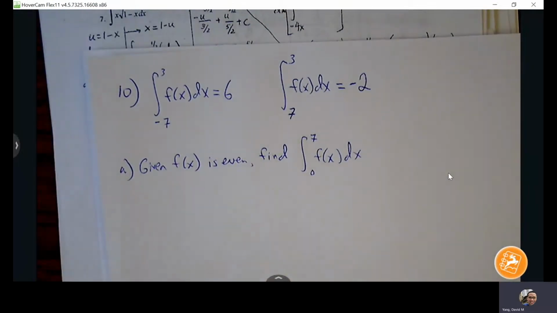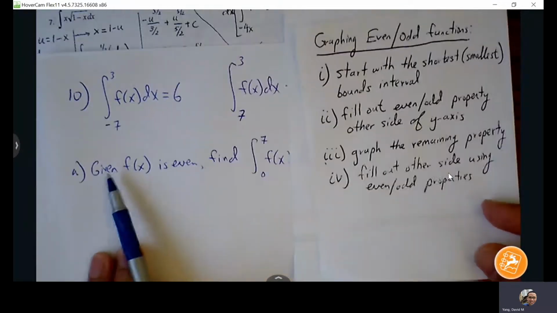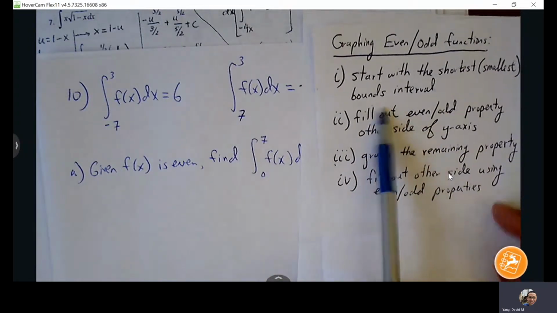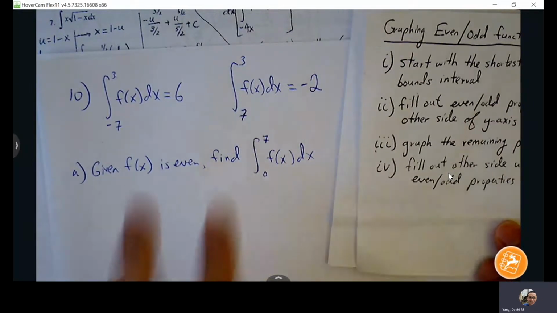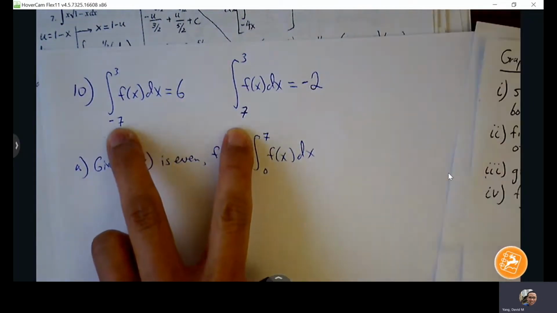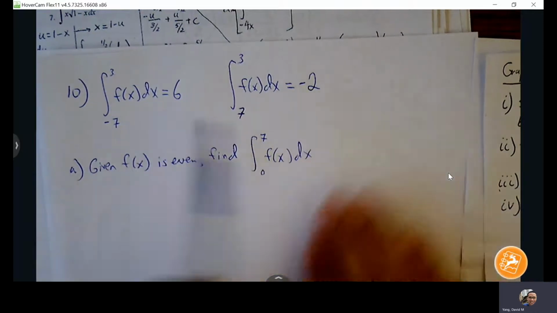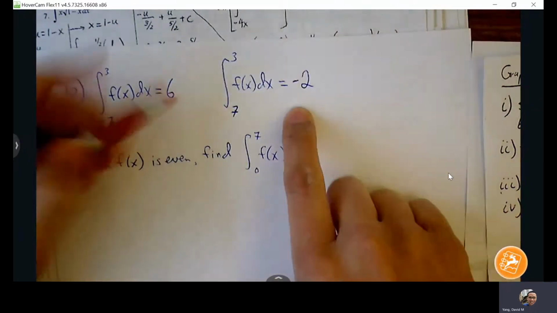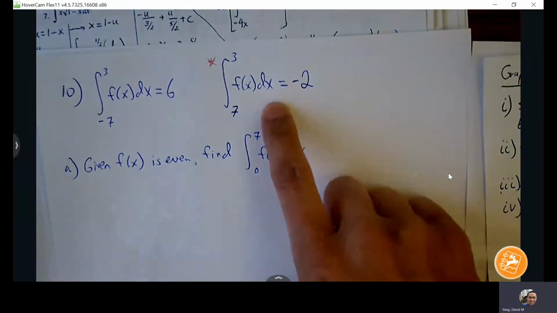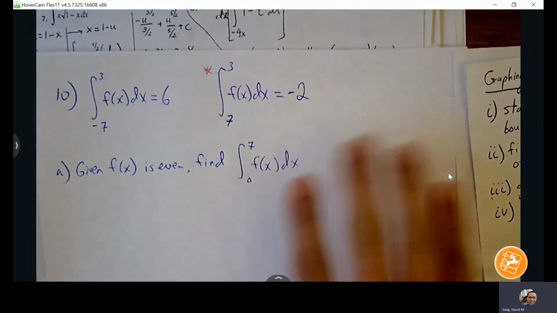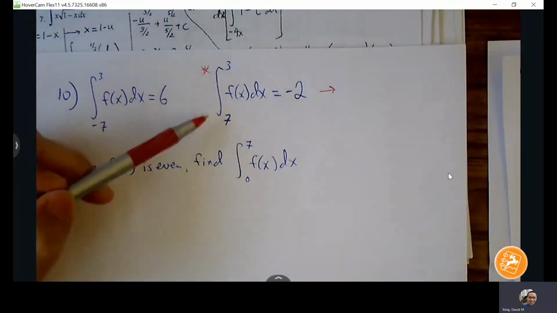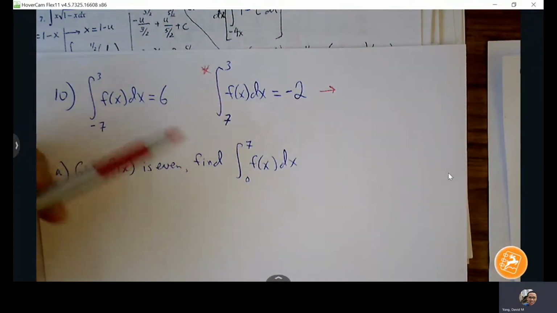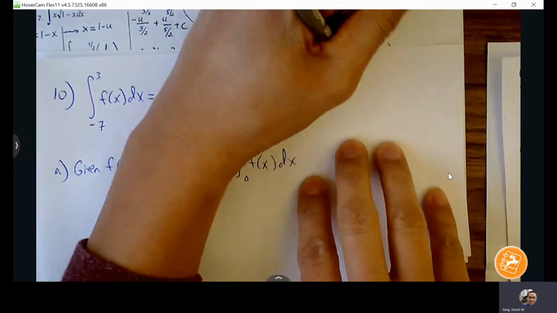Okay, so let's go through our steps here. First thing we do is we identify the shortest or smallest interval bounds between -7 to 3 and 7 to 3. Which one covers a shorter interval? 7 to 3. But we want to start with this. But what's wrong with it in terms of what we want to do here? Yeah. Let's flip it to make it easier to graph, right? We always prefer to read from left to right here. So now I will flip the bounds.